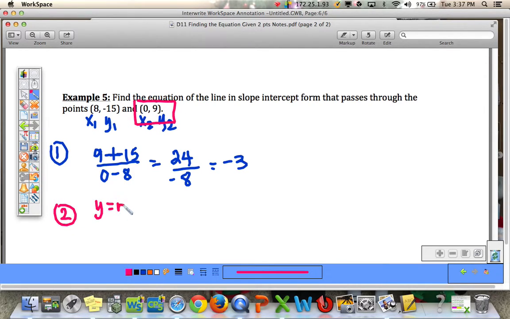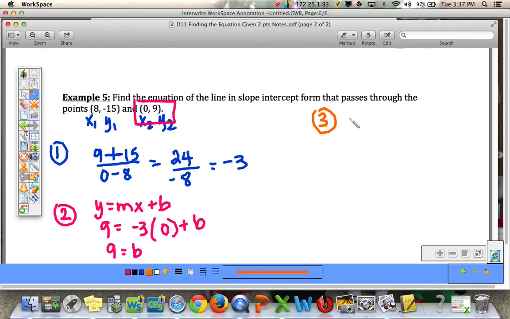So again, we have y equals mx plus b. The y value is 9. The slope is negative 3. The x value is 0, plus b. So we get 9 equals b, and that's our y-intercept. So third step, rewrite the equation with our slope, negative 3x, and our y-intercept, which is 9. There's your equation.